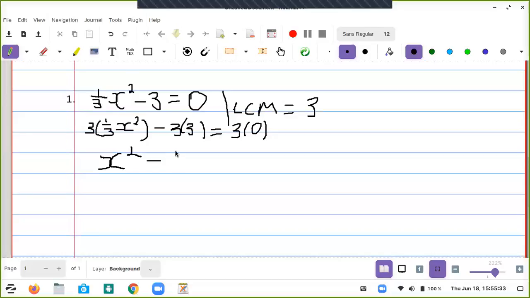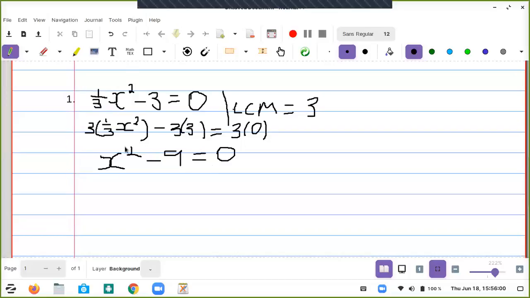Then 3 times 3, we come up with 9. Then 3 times 0, we come up with 0. Now from this, I can see clearly the type of equation that I'm dealing with. Now it's x squared minus 9 is equal to 0.